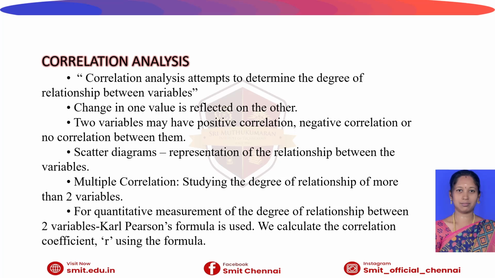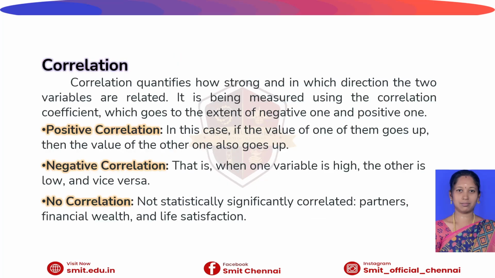For quantitative measurement of the degree of relationship between two variables, the Karl Pearson formula is used. We calculate the correlation coefficient using the formula, or in this case we use rank correlation. Correlation quantifies the strength and direction in which two variables are related. It is measured using the correlation coefficient, which ranges between negative one and positive one.